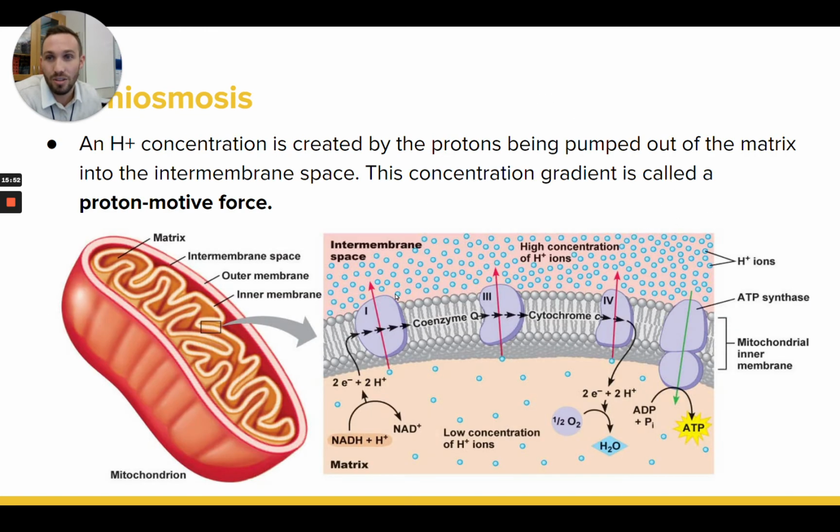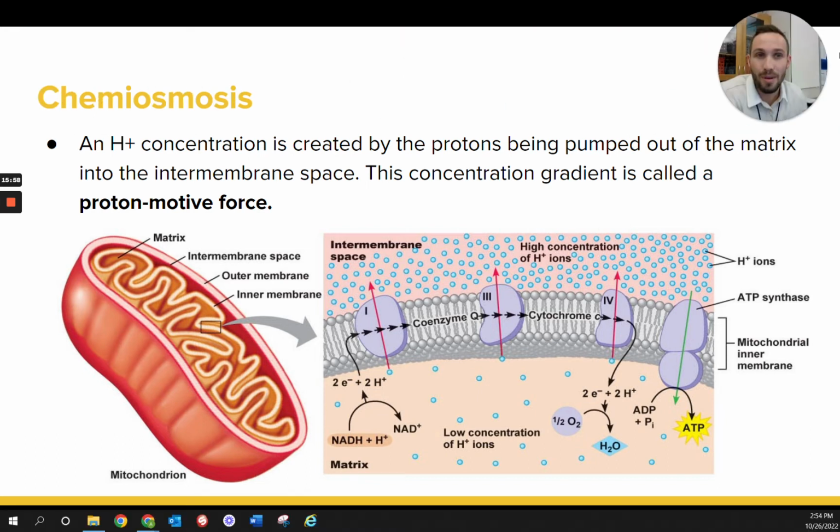And that leads us to the very last part, called chemiosmosis. In chemiosmosis, we are now going to see why we're pumping these hydrogen ions out into the intermembrane space. What we just did in the electron transport chain is create what's called a proton motive force. You might hear it explained like that sometimes. A proton motive force just means that there's a concentration gradient of hydrogen ions. A lot of times in biology we call hydrogen ions protons. A hydrogen ion is just a proton.